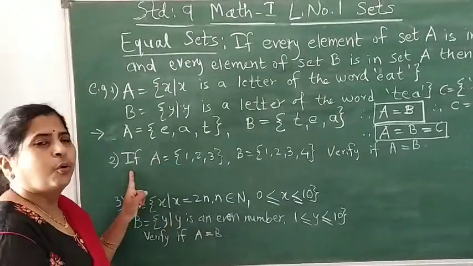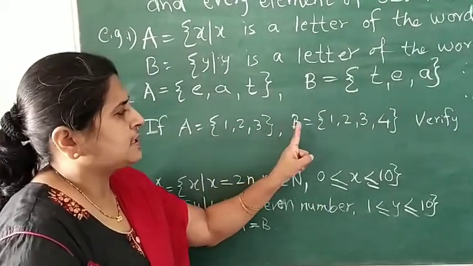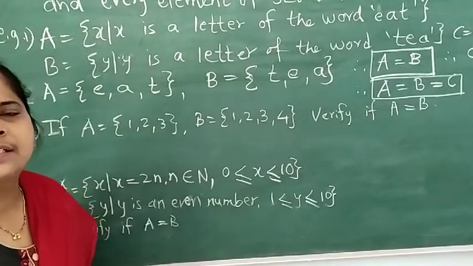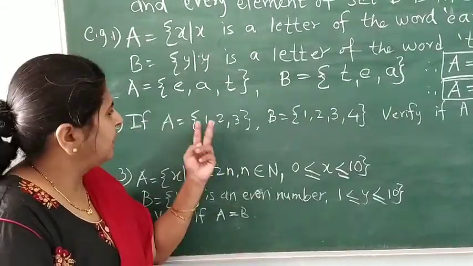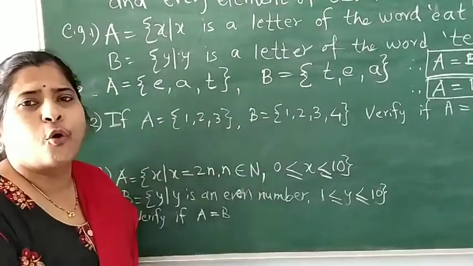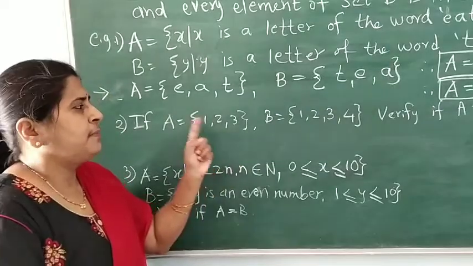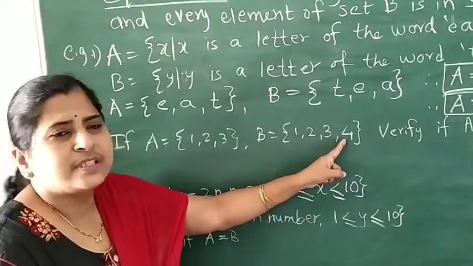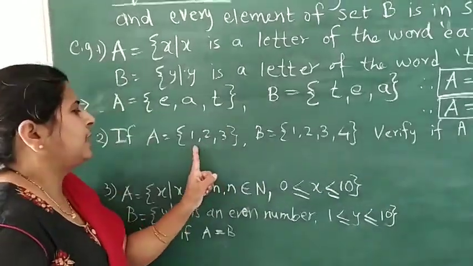Now let's take one more example. If set A is given as {1, 2, 3} and set B is given as {1, 2, 3, 4}, verify if A is equal to B. Now if you observe, here there are 3 elements and here there are 4 elements. Now the elements are not the same, that's why they should not be equal. Now which element is in B which is extra? The element 4, which is an element of B but not an element of A.